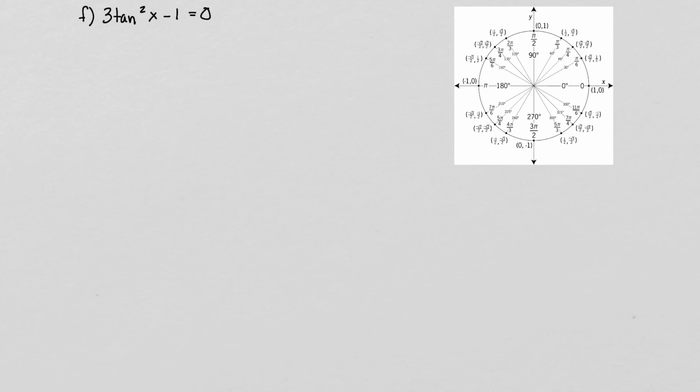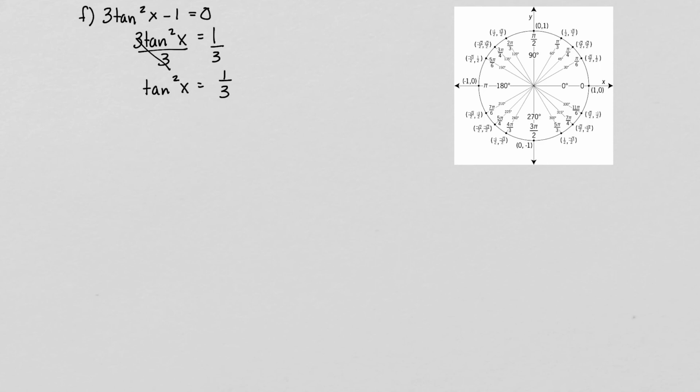So again, I want to try to solve for the trig function first. There is only one instance of the trig function, so I can at least get the part with the trig function by itself. The first thing I'm going to do is add 1 to both sides. So we're going to have 3 tangent squared x equals 1. And then to get the trig function by itself, I would need to divide both sides by 3. So I have tangent squared x equals 1/3.